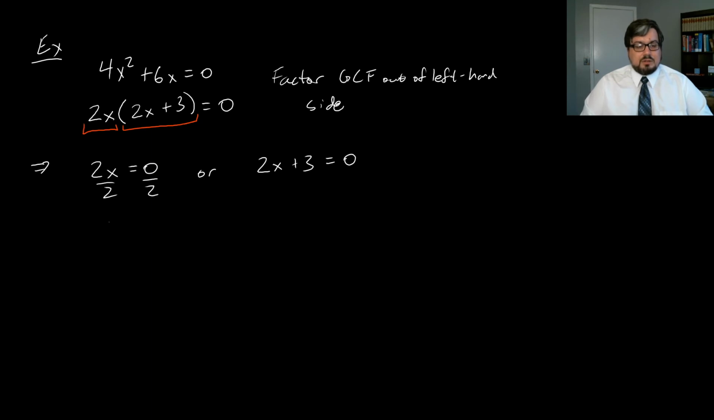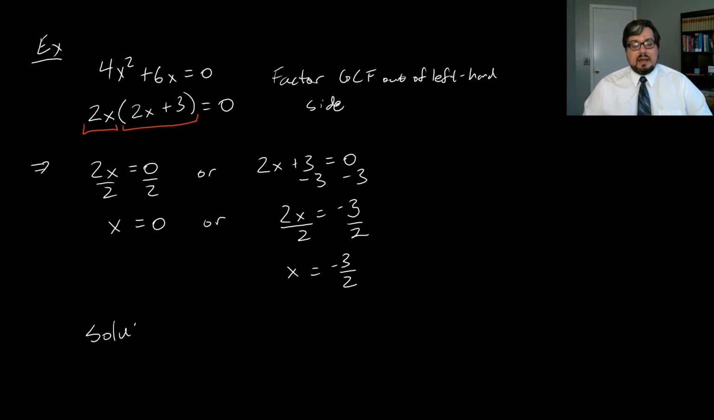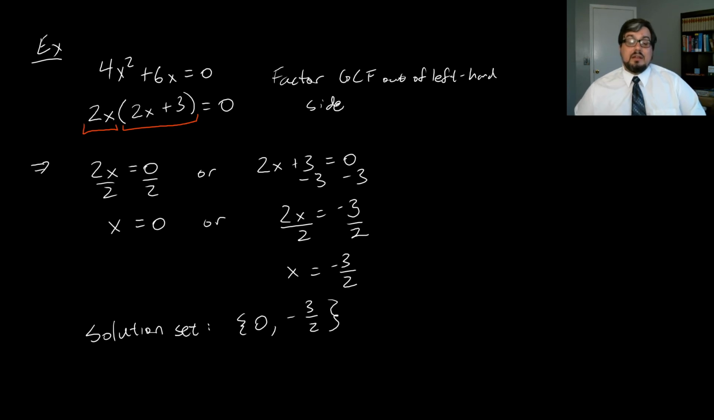So we can divide by 2, get x is equal to 0, or 2x equals negative 3, and get x is equal to negative 3/2. So in this case, we have a solution set, which is 0, negative 3/2. And so you can see that by using the zero-factor theorem cleverly, we can make short work of problems, and sometimes even shorter than the last couple of examples that we had.